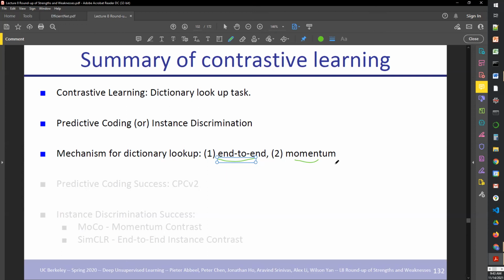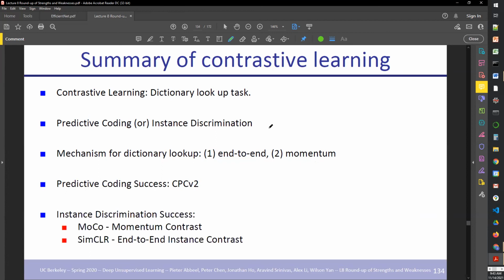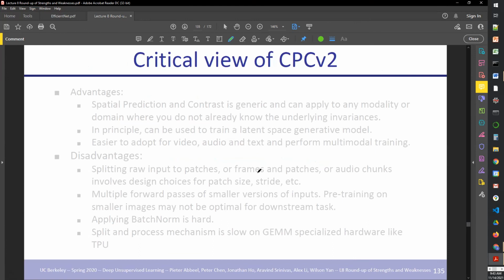And then obviously, as the papers or the teams began to compete, they began to borrow from each other. On predictive coding, the success is CPC V2, which one of the lecturers worked on and produced much better results than V1 and closed the gap, if you will, for the first time compared to supervised learning. And then momentum contrast and SimCLR, which we just discussed in significant detail towards the end of the previous lectures. So what are the advantages, disadvantages?